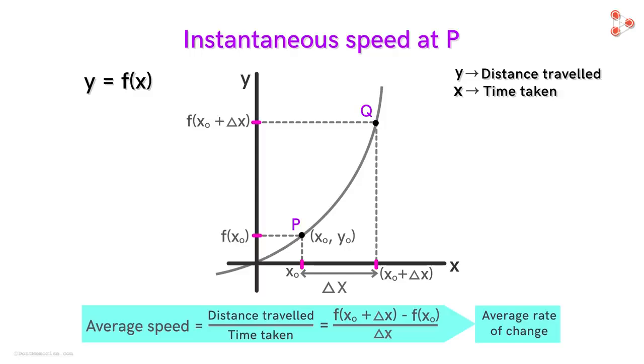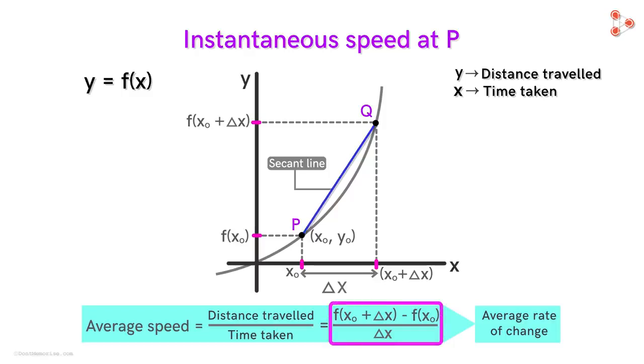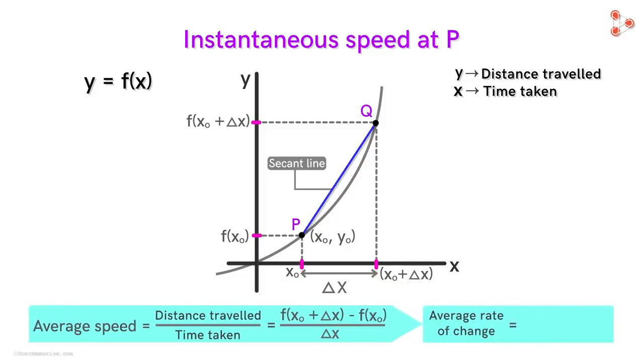Now let's say we draw a straight line between these 2 points. It's called the secant line. We see that the slope of this secant line will be equal to the average speed in the time interval delta x. So we see that the average rate of change between 2 values of x is equal to the slope of the secant line between the corresponding points on the curve.